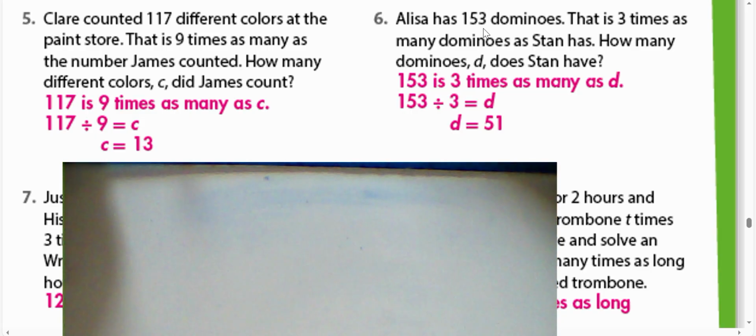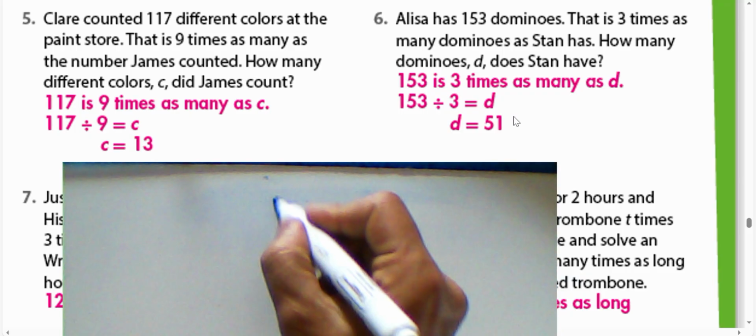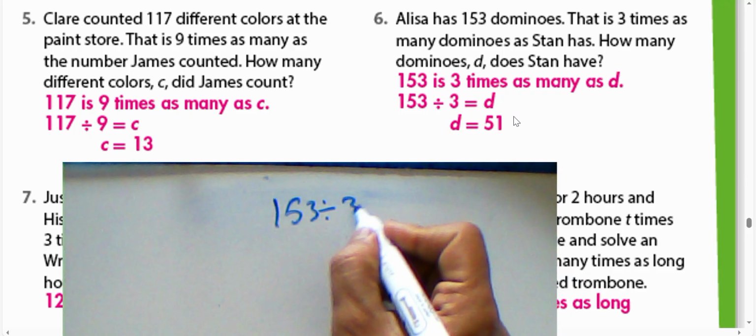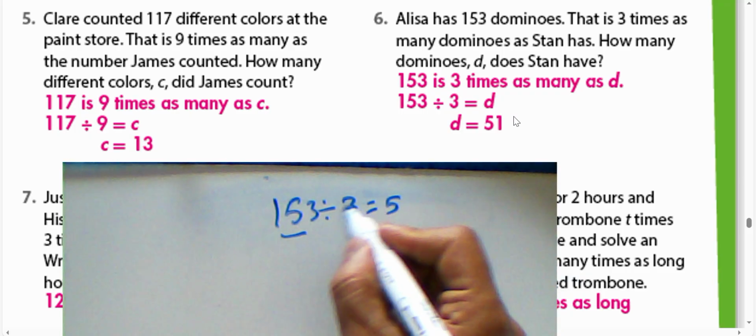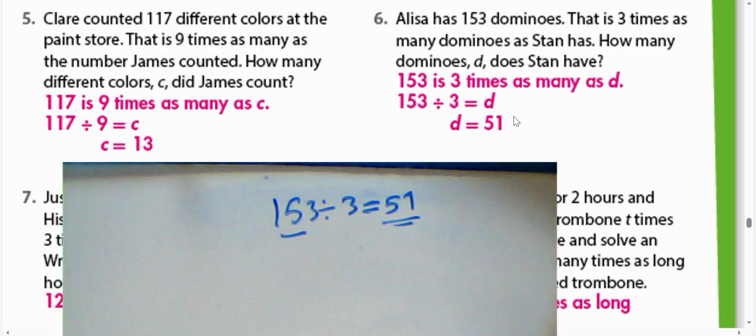Lisa has 153 dominoes. That is 3 times as many dominoes as Stan has. How many dominoes does Stan have? Write the equation. 153 divided by 3 equals what? Look here. 153 divided by 3. 15 divided by 3 is 5 and 3 divided by 3 is 1. The result will be 51. Next question.